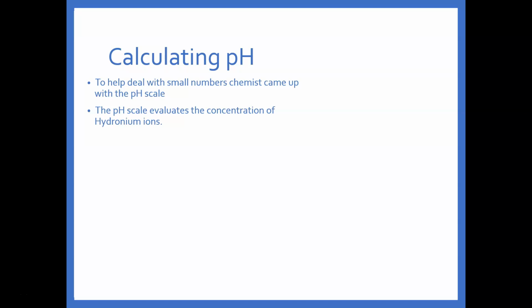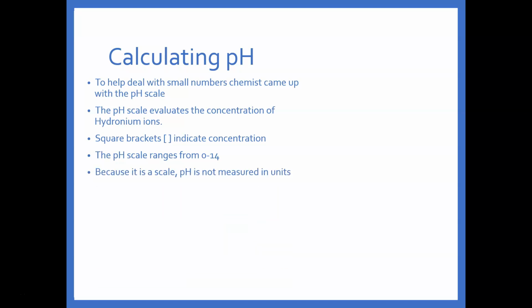So the pH scale actually evaluates the concentration of hydronium ions. Remember, that is H3O+. Oftentimes we just think about it as H+. We use square brackets, like you see on your screen, to indicate concentration. The pH scale ranges from 0 to 14, as we mentioned before. And because it's a scale, pH does not have any units attached to it. It is just what it is.